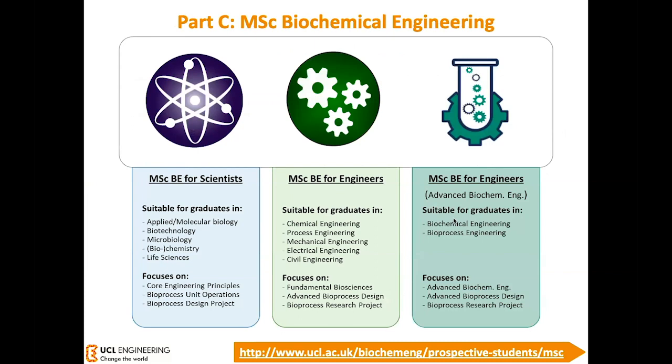Okay, now on to the MSc itself. The MSc has 3 routes. One for scientists. This is for students with a background in science or one of the life sciences, so things like chemistry, biochemistry, biology, molecular biology, and so on. We have one route that is dedicated to engineers. This would include primarily chemical engineers, maybe mechanical engineers, and the like. And then we have the final route, which is dedicated to biochemical engineers. So these are people with an undergraduate degree in biochemical engineering or biotechnology.